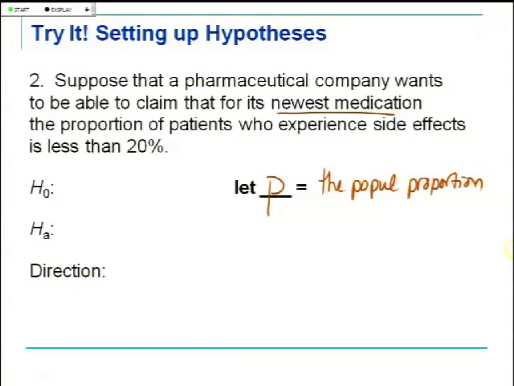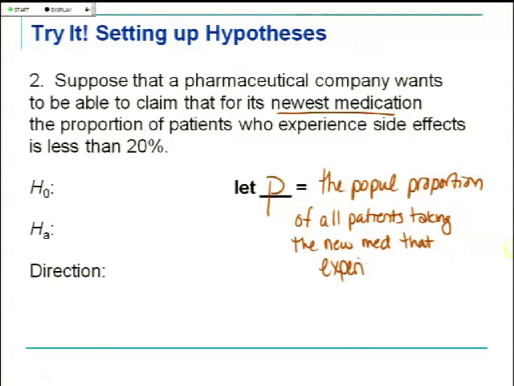And what should I continue with here? The population proportion of all patients taking the new medicine that what? What outcome am I going to count here that have side effects? The proportion of all patients taking the new medication that experience side effects. That's the quantity I'm trying to learn about, the parameter. So defining it once allows me to more easily set up my theories in terms of that.